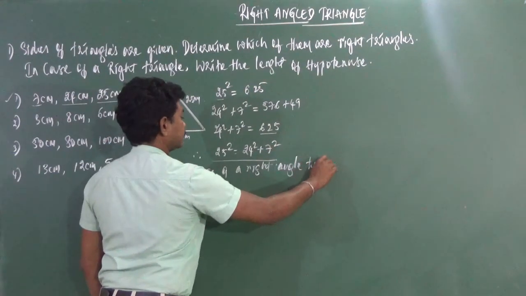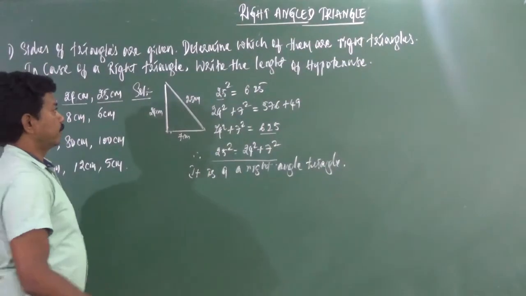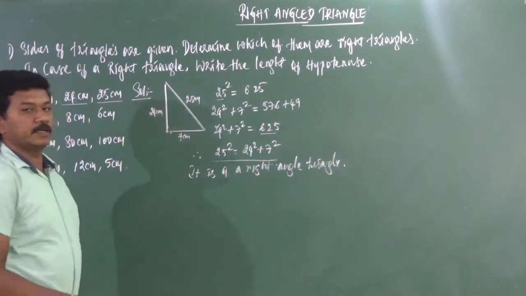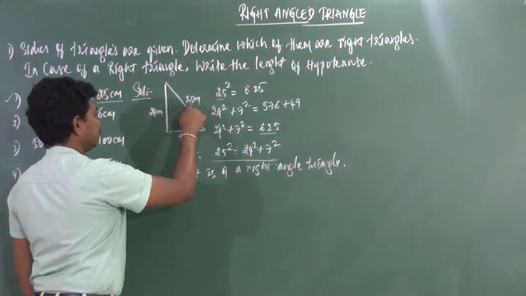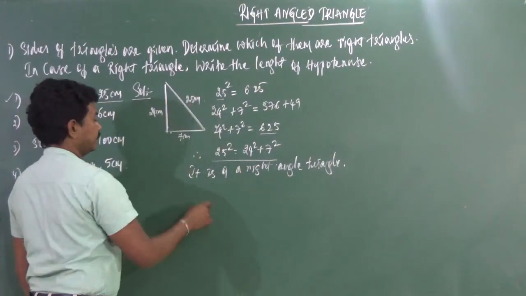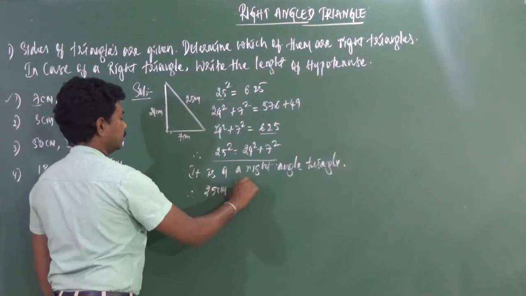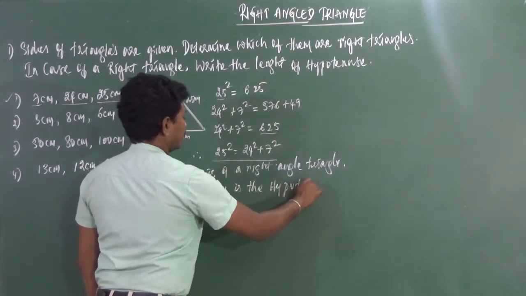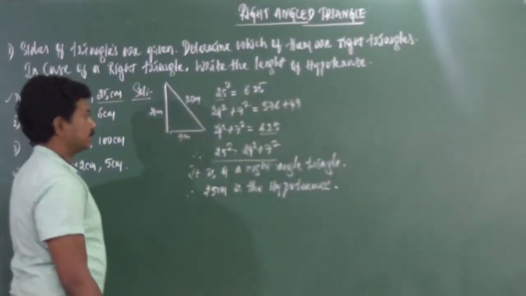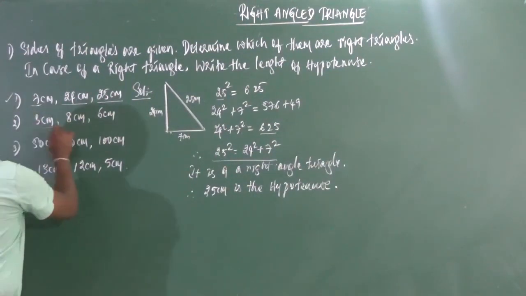Okay. So if it is a right angle triangle, the problem asks us to identify the length of the hypotenuse. So among the three numbers they have given us, the biggest number is 25 centimeters. Therefore, 25 centimeters is the hypotenuse. Right. So it's that simple. It is for 1 mark. Okay. Let us get into the second problem.